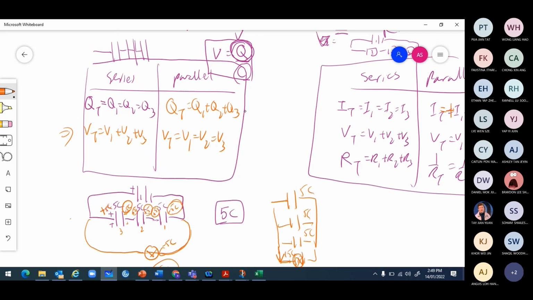So now this is the difference. The current is taken over by charge. The voltage is the same. Finally, capacitance. This is something new.